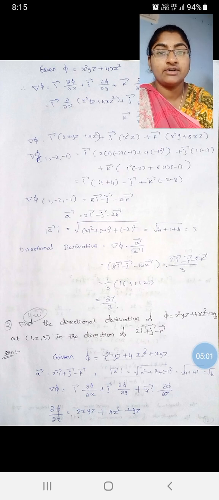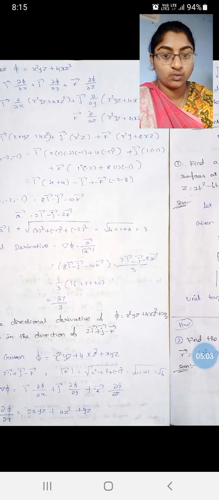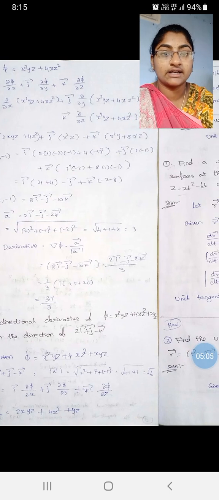For the second term, we have to differentiate with respect to y. So x square y will become 1 z. In the second one there is no y, so it will become 0. So my second term will become x cube z.